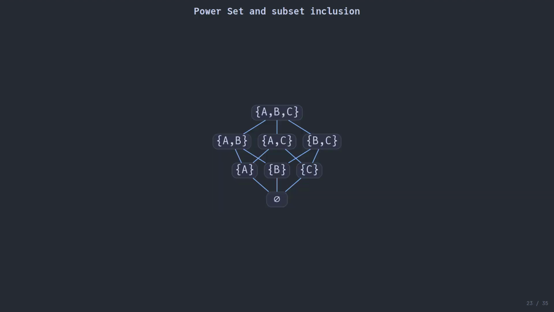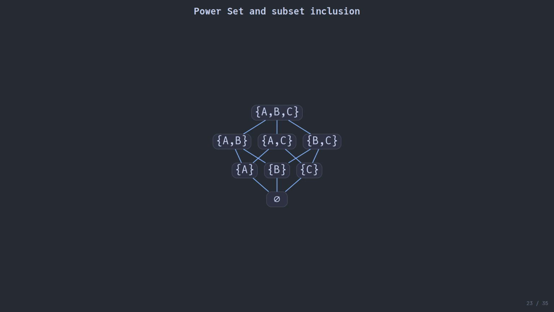Imagine the set of all subsets of the set containing A, B, and C. The ordering here is subset inclusion. The meet of two subsets is their intersection. The join of two subsets is their union. If you take any two subsets, their join is simply the set containing everything that appears in either, and their meet is the set containing only what appears in both.